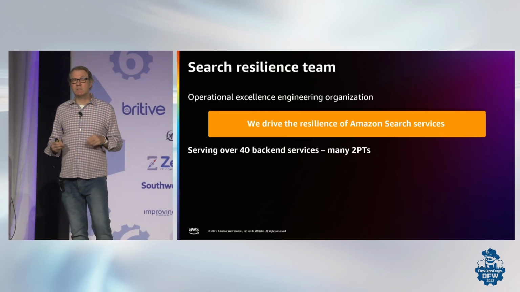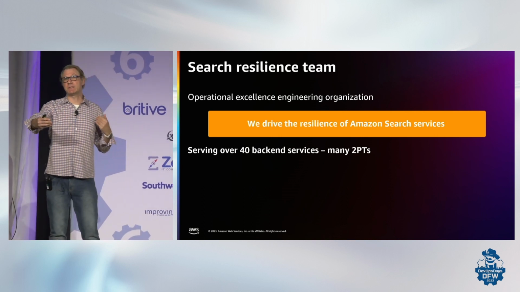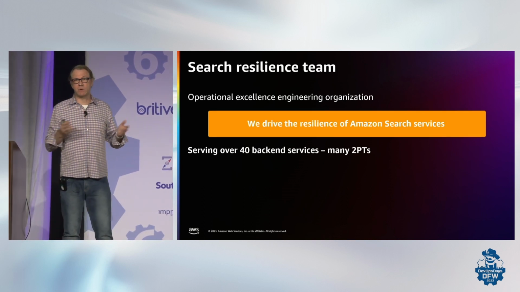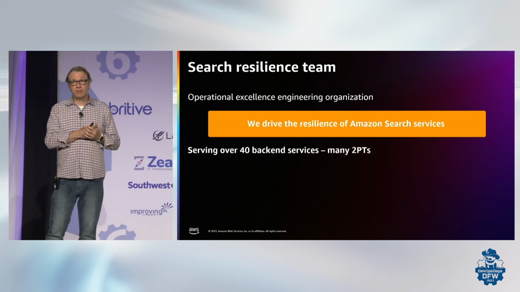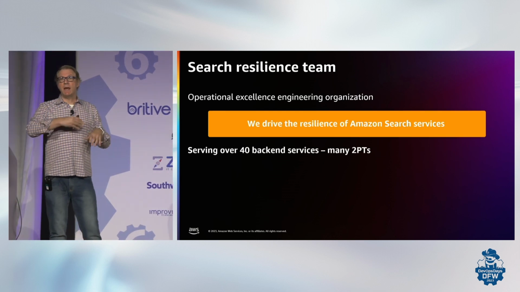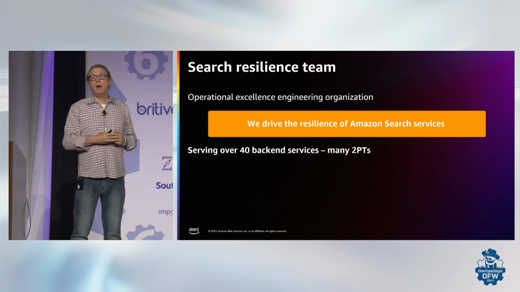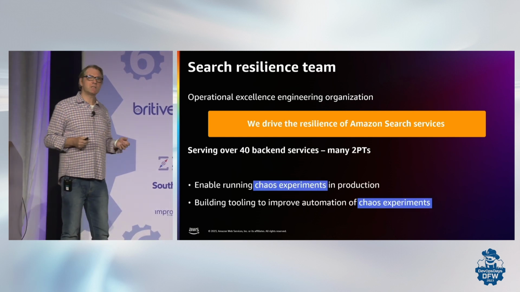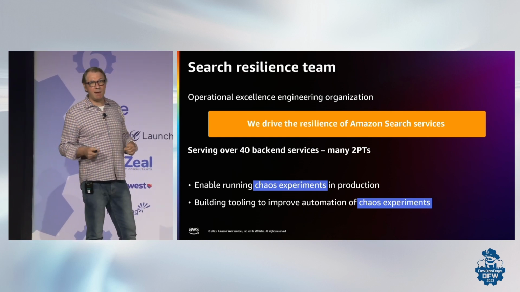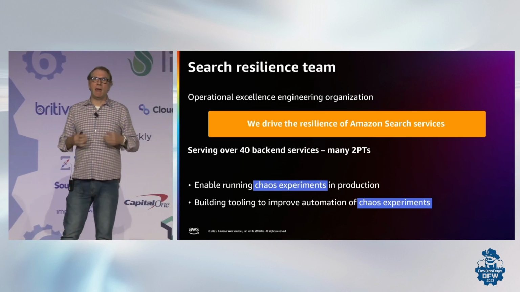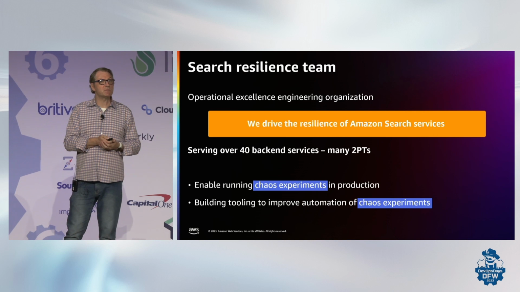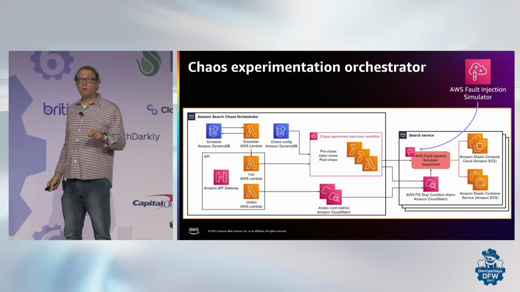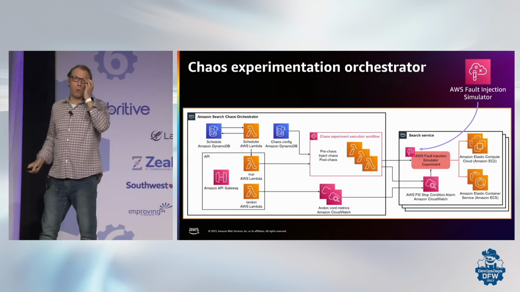Now, Search consists of over 40 back-end services. So just like all these other service-oriented architectures, there's 40 back-end services, each owned by a team, and then there's also this resilience team. And we're going to focus on how this resilience team wanted to enable chaos engineering and make it easier for those 40-plus teams. So they built the Chaos Experimentation Orchestrator.